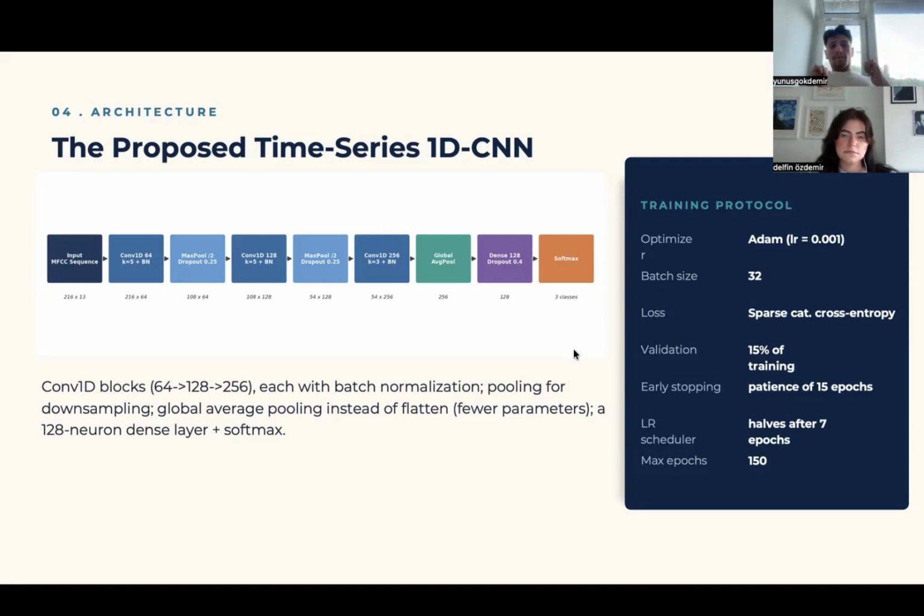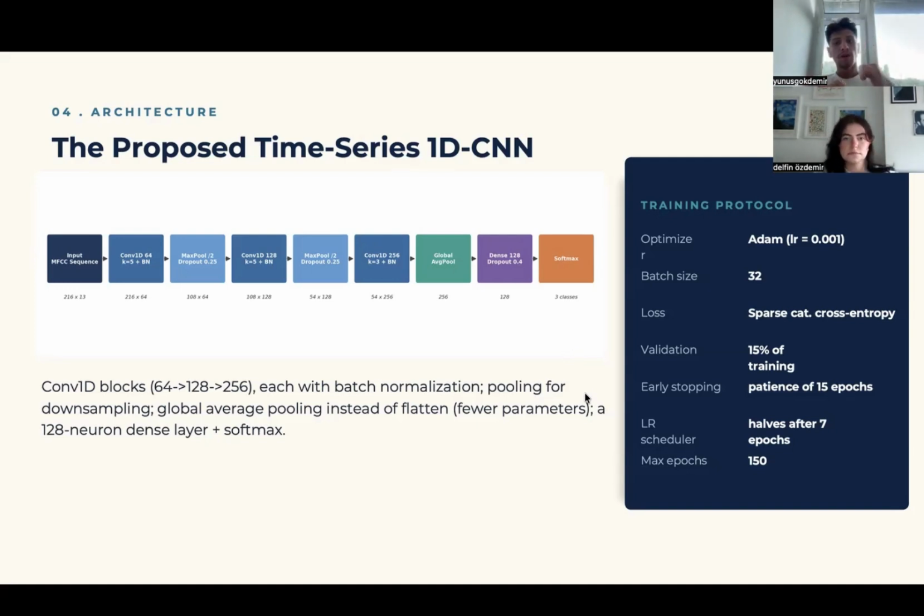And on the right is our training protocol, and almost every item here is a concept from the course. We use the Adam optimizer with a learning rate of 0.001. We set aside 15% of the training data as a validation set, and this is a distinction we learned to take seriously. The training set teaches the model, the validation set lets us monitor it during training to catch overfitting, and then the test set is touched only at the very end for the final, honest evaluation.